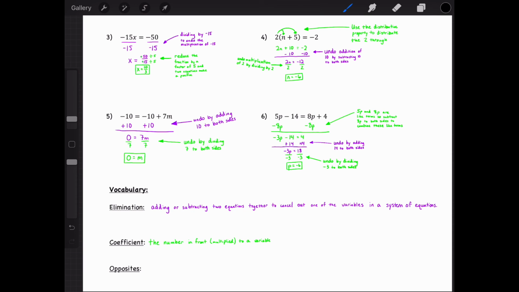Now, the word coefficient means the number in front or multiplied to a variable. An example of that would be 4x. The 4 is the coefficient. Two coefficients that are the same number but opposite signs are opposites. An example of that would be 8x and negative 8x. They're the same number but opposite signs.